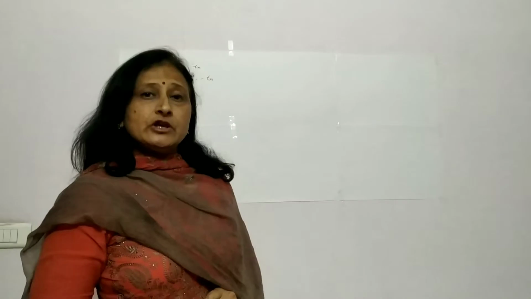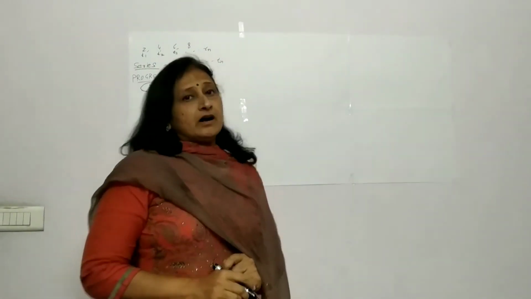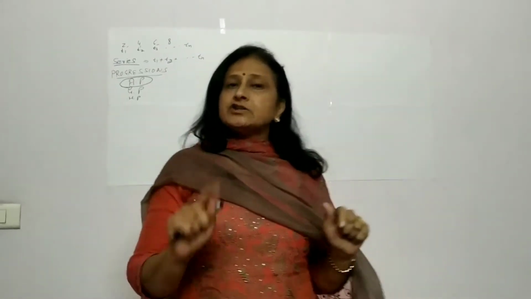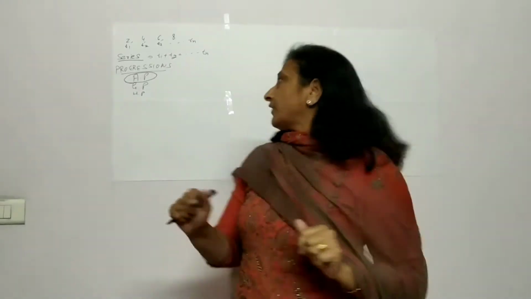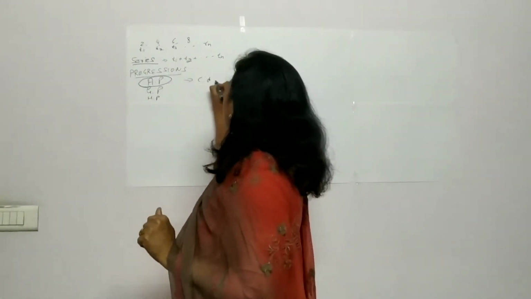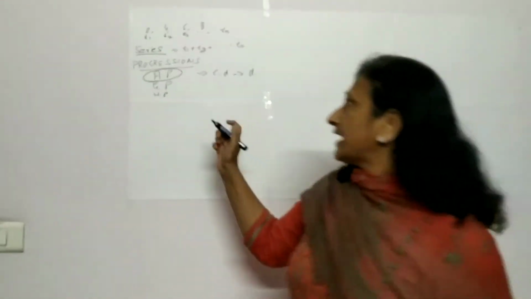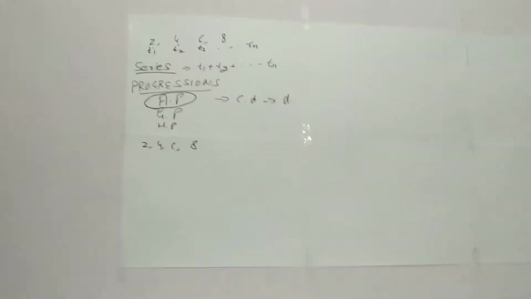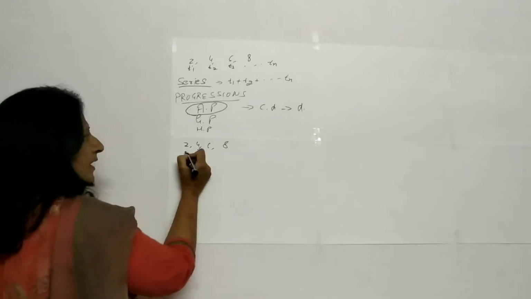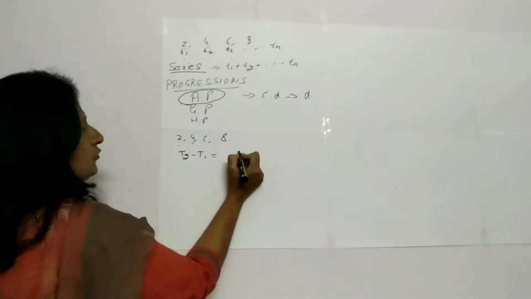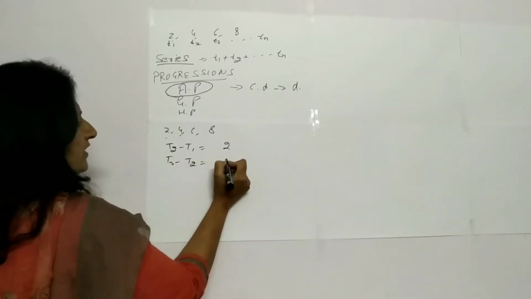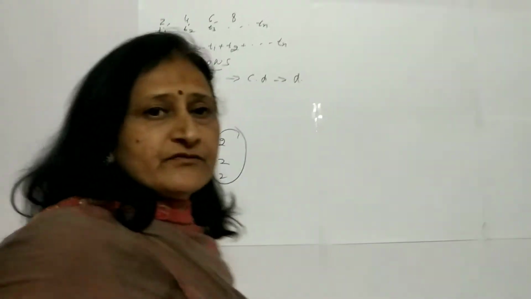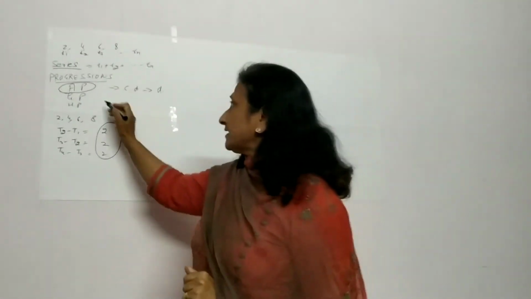What is an AP? The terms of a sequence are said to be in arithmetic progression if the difference between any term and its previous term remains constant throughout the sequence. This constant is called the common difference, and it is represented by D. For example, take 2, 4, 6. The second term minus the first term is equal to 2. T3 minus T2 is again equal to 2, likewise T4 minus T3. The common difference remains constant throughout the sequence, so it is known as an AP.